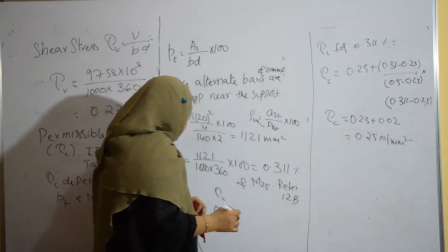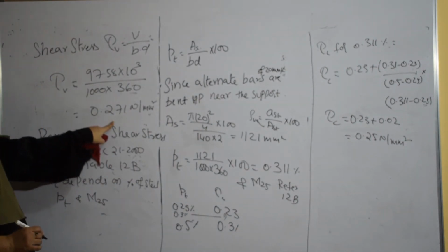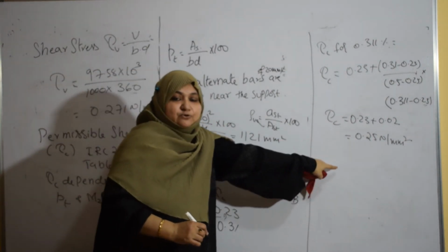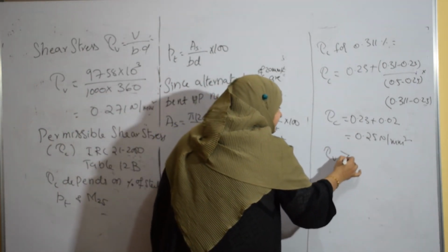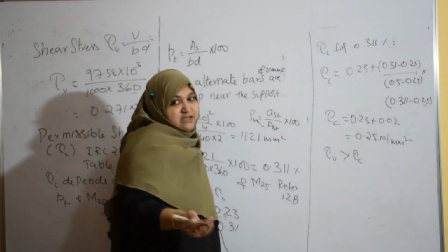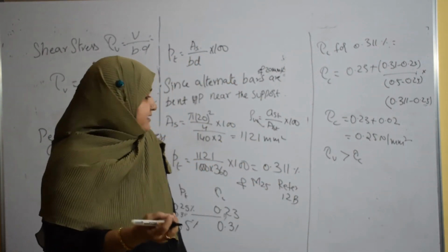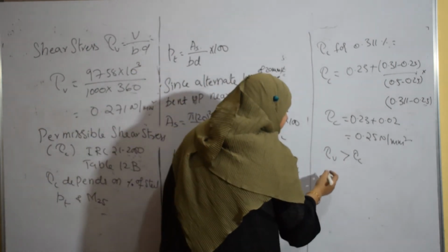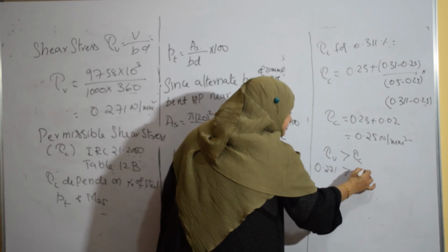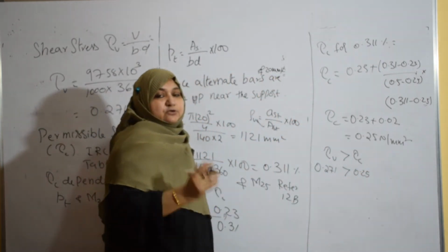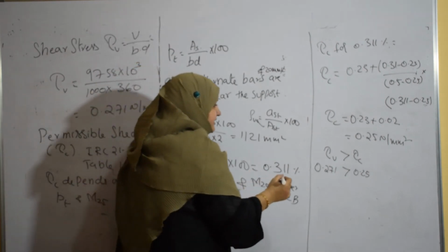Our tau V was 0.271, and permissible is 0.25. So tau V, what is coming in the member, is more than tau C, more than permissible. The name permissible itself suggests that it should not be more than that, but we are exceeding by a little amount. Tau V was 0.271 and this is 0.25. So what you can do is increase the percentage of steel or increase the thickness.